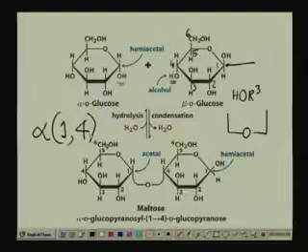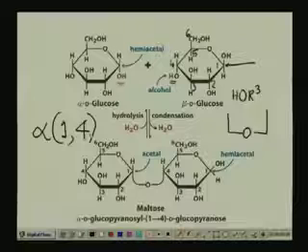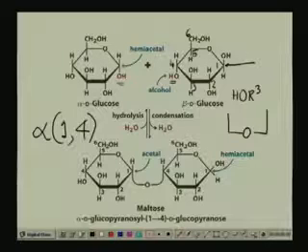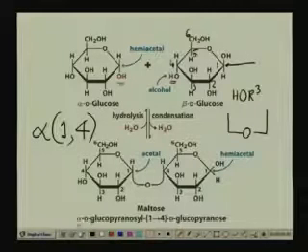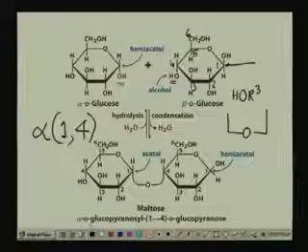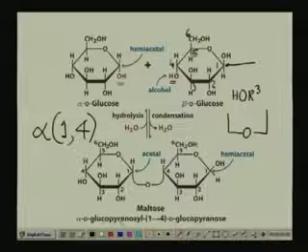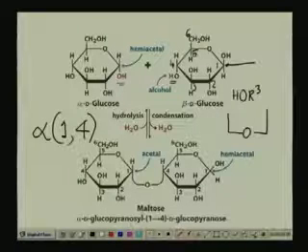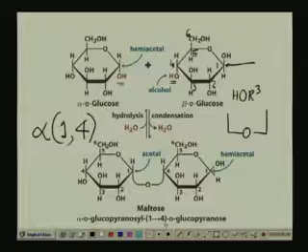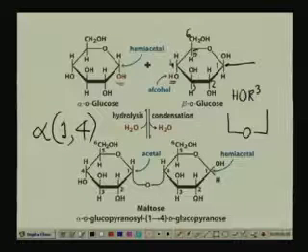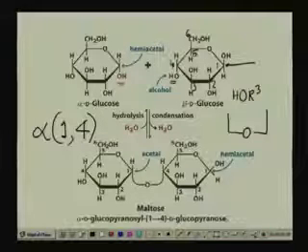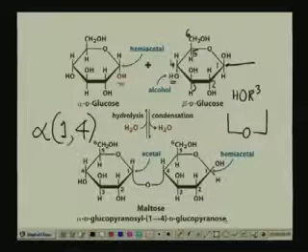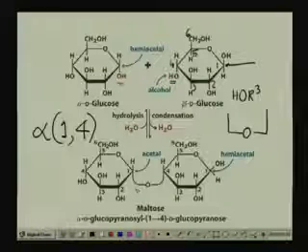It is linking what? This is the actual nomenclature, where you have alpha-D-glucopyranosyl-1,4-D-glucopyranose. What has it now formed? It has formed an acetal.